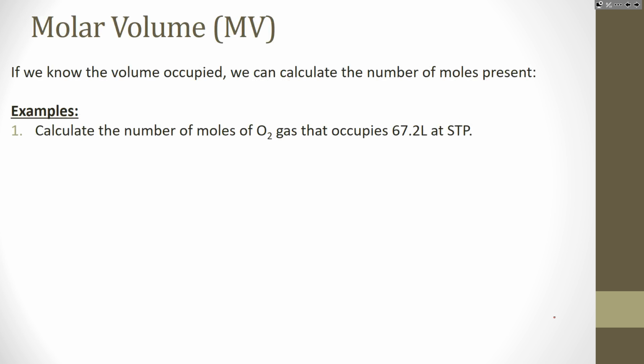So if we have, for example, 67.2 liters of oxygen gas, and we want to find the moles of oxygen, we take 67.2 liters, and we're going to get rid of liters. So I'm going to put liters on the bottom and moles on the top. We know from that molar ratio that if you have 1 mole, it takes up 22.4 liters. Well, 67.2 divided by 22.4 is 3 moles. So if you have that many liters, you would have 3 moles of gas.